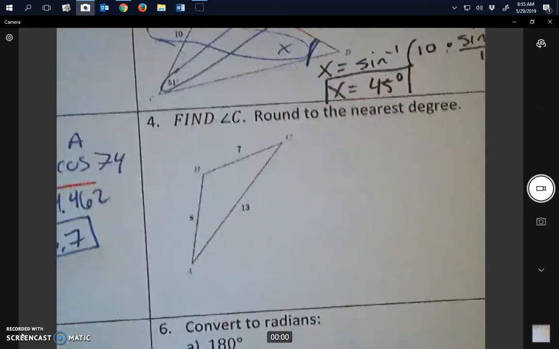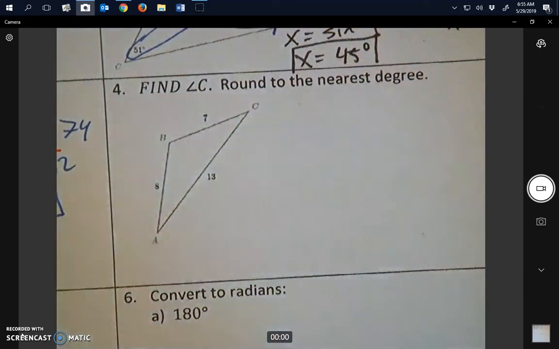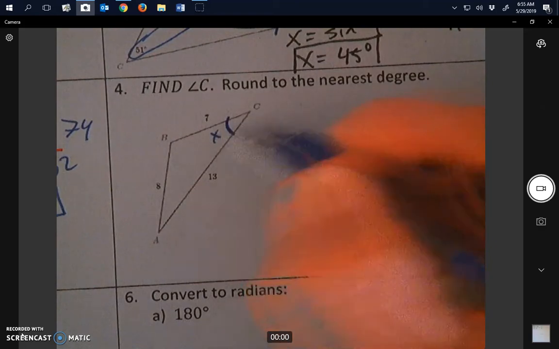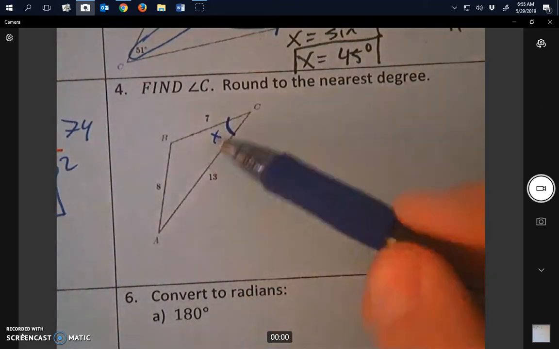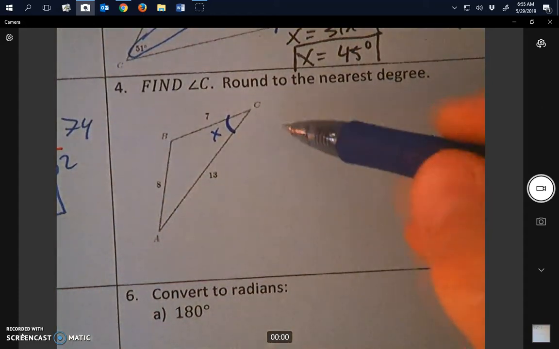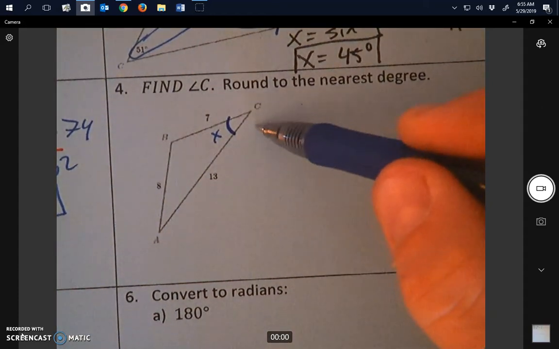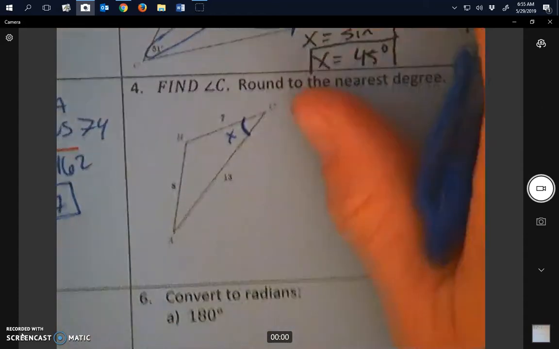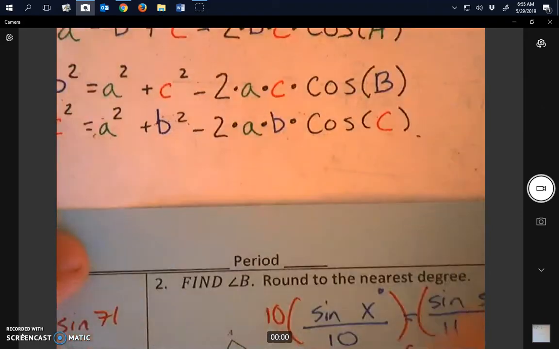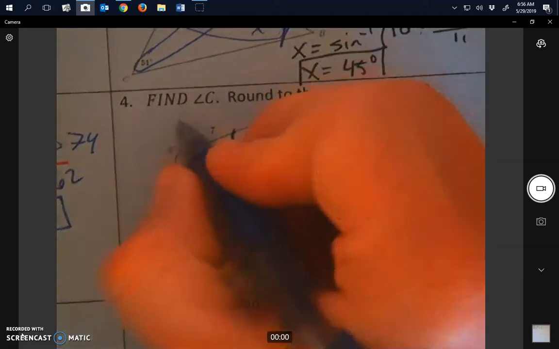Okay, question 4. All right, so we're trying to find angle C, which is right here. And we have no relationship, we have no angles, so we have to use law of cosines. When we have no angles, you know you have to use law of cosines right away. We're looking for angle C, so we're going to be using this formula, C squared equals A squared, because we're looking for angle C, and that's where angle C is found. Okay, so I'm going to write that equation at the top here.